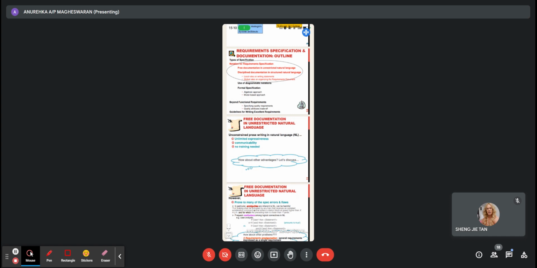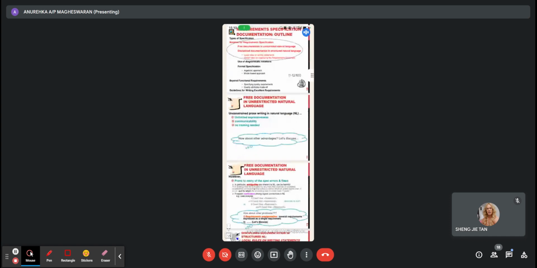Then the next way is structured natural language, disciplined documentation, by using structured natural language. And the third way is graphical. You already learned, I can say, 80% of the graphical notation from the previous chapter. Chapter 3. Yes, you already learned most of the diagrams in chapter 3. Only one diagram is left, which is the sequence diagram, and it will be covered in this lecture.